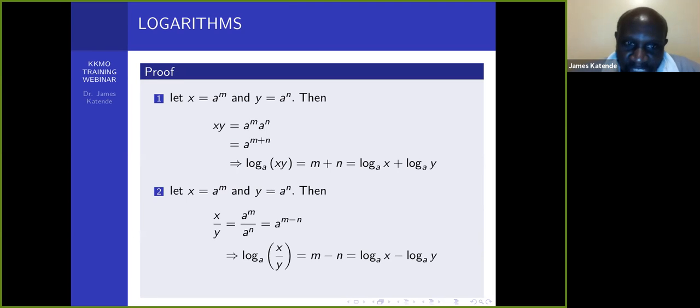The second one is for the quotient. If again we use the same ideas, in this case we do division instead of multiplication, and we find that x over y will be equal to a raised to m minus n. So that means the logarithm of x over y base a will be equal to m minus n, and we end up with the formula. So the logarithm of x over y is the same as the logarithm of x minus the logarithm of y.